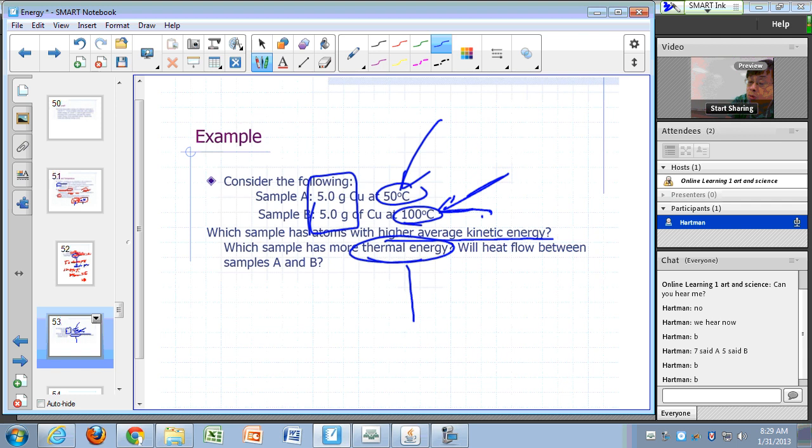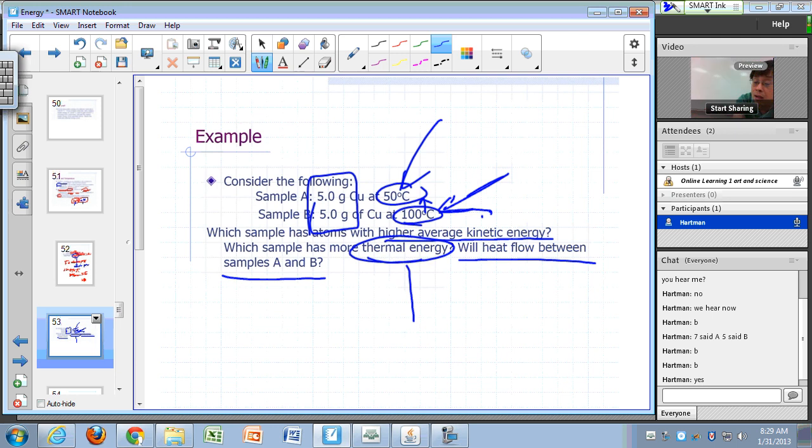Okay, which way will heat flow? Will heat flow between samples A and B? Yes or no? Yes, good. Heat flows whenever the temperatures are different.